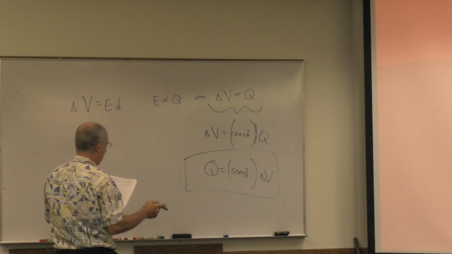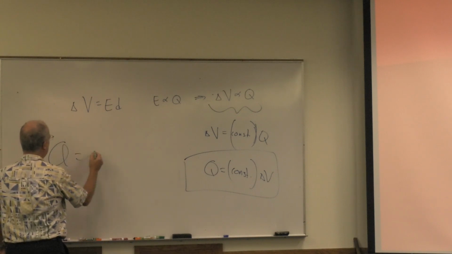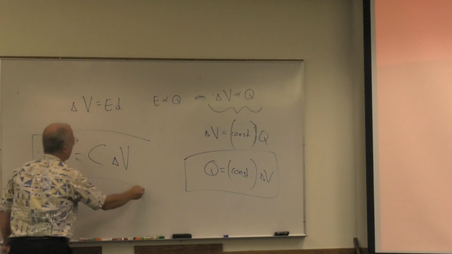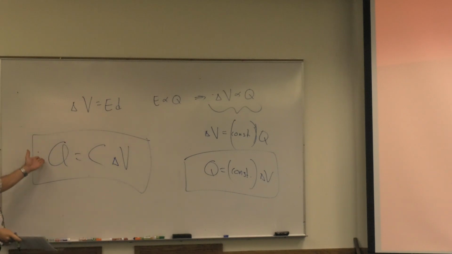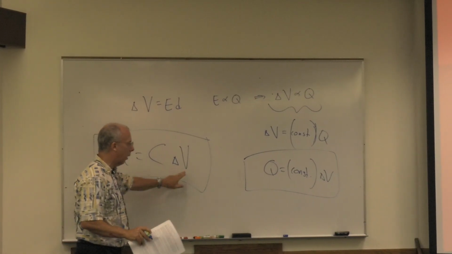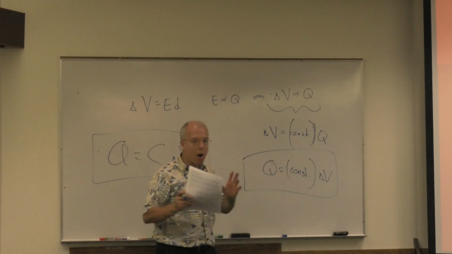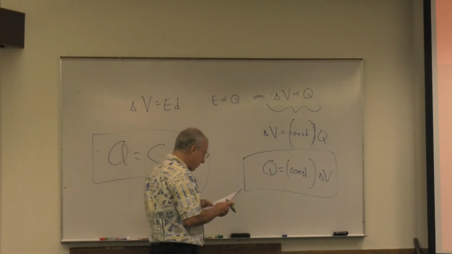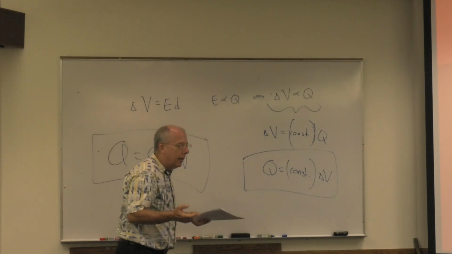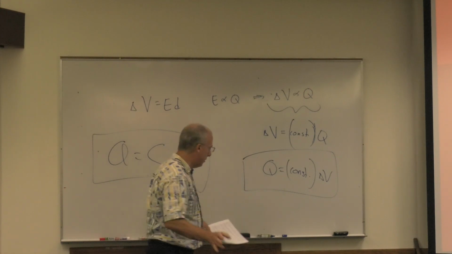So what's the constant? It turns out that the constant is the capacitance. Okay? So this is kind of like the F equals ma of capacitors. The charge on a capacitor equals the capacitance times delta V. Now wait a second. The C is a what? It's a constant. That's the important thing. It's a constant. So what does it depend on? It depends on the geometry of the capacitor. That's all it depends on. You'll see.